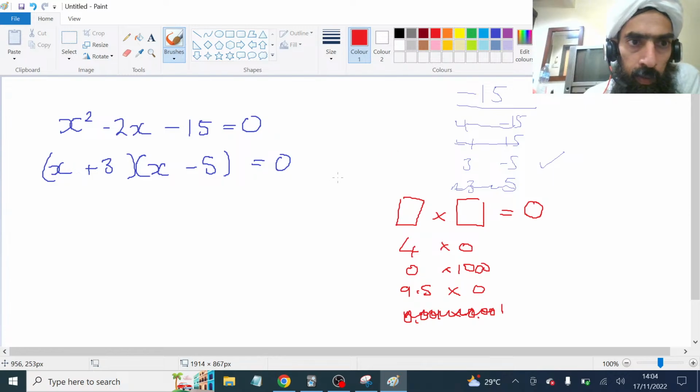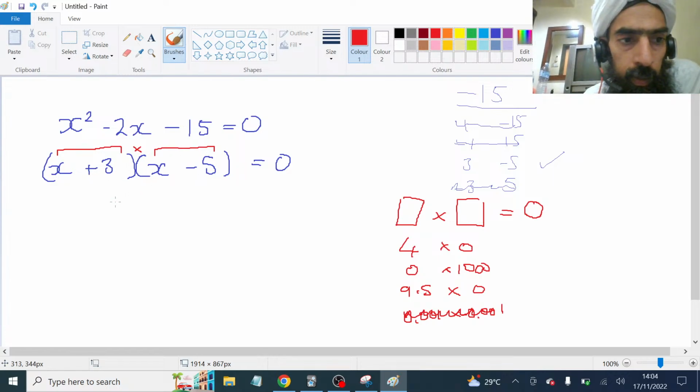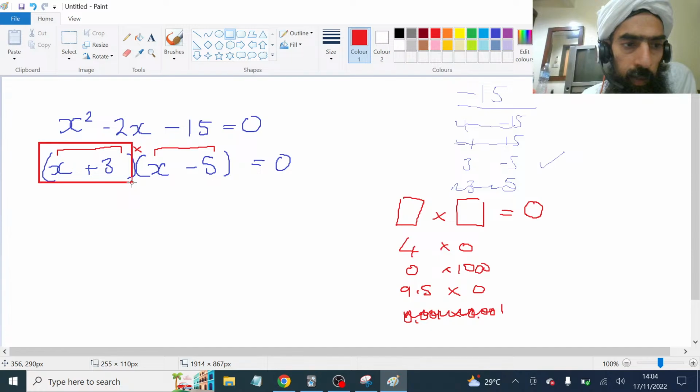We are going to say, look, this is really the first bracket times the second bracket, which is really one number here times another number here. So if you think of this whole thing as one number and this whole thing as one number, then one of them has to be 0, or both, but at least one of them has to be 0. So what we do is we focus on one bracket at a time, and we say, right, let's say this one is 0.